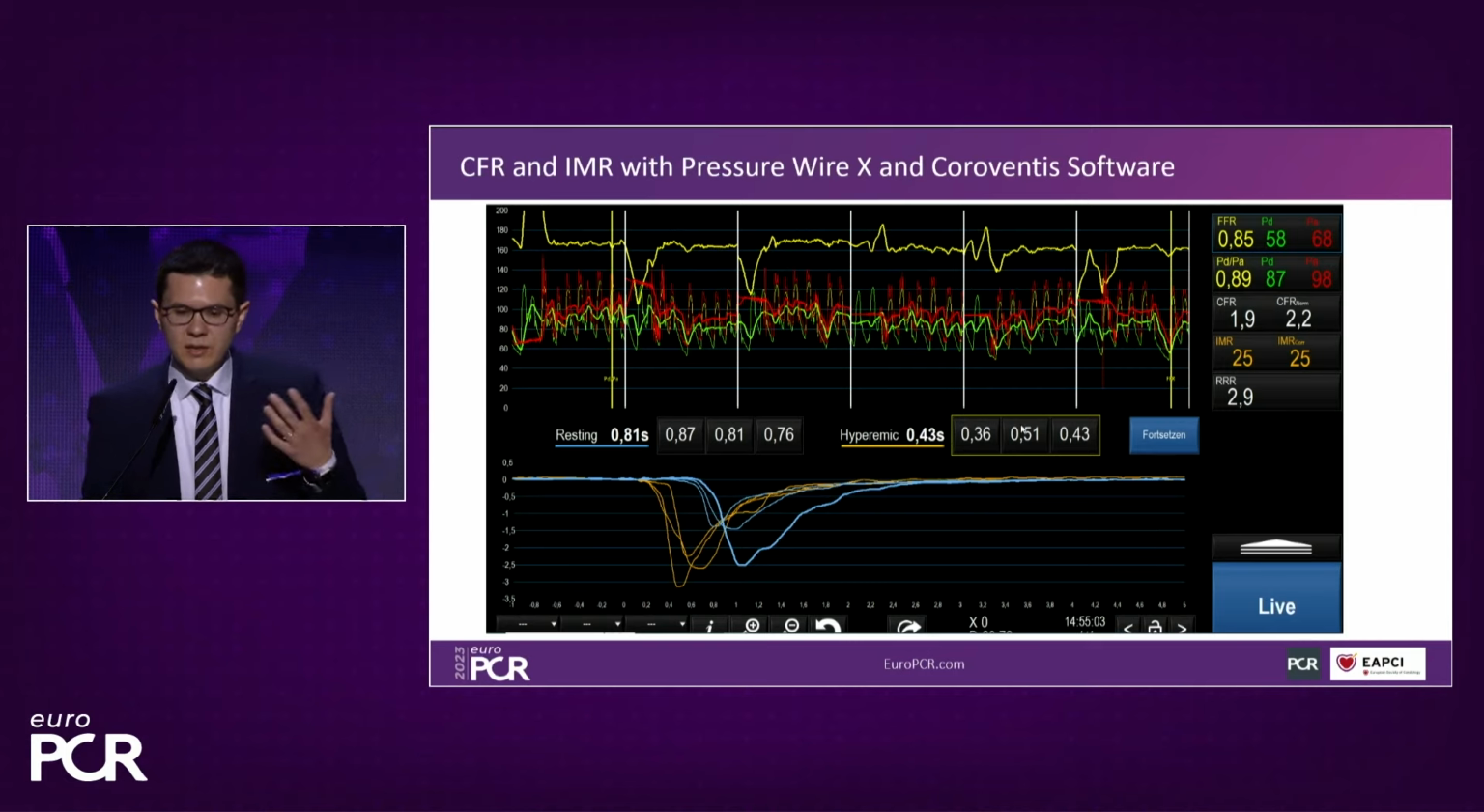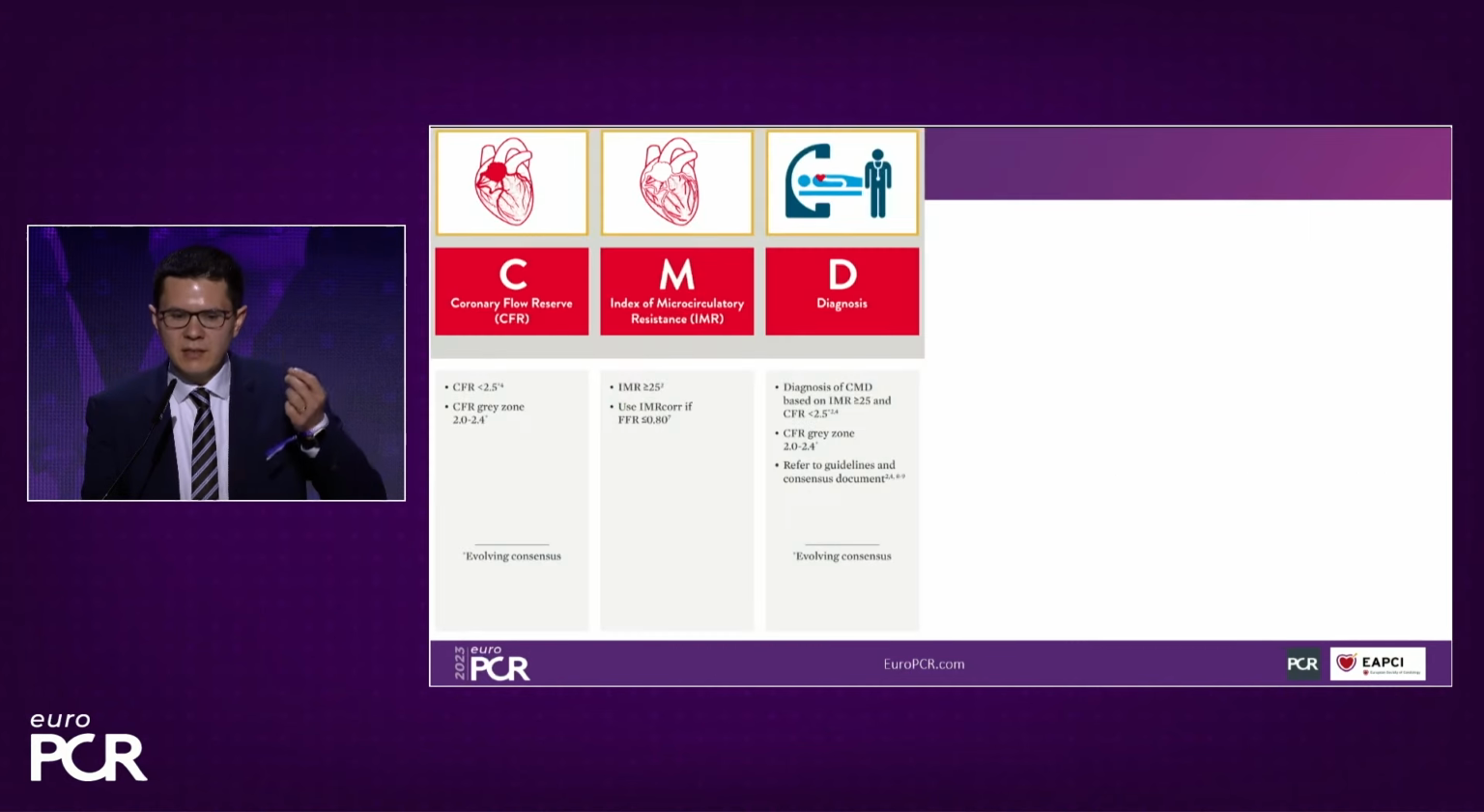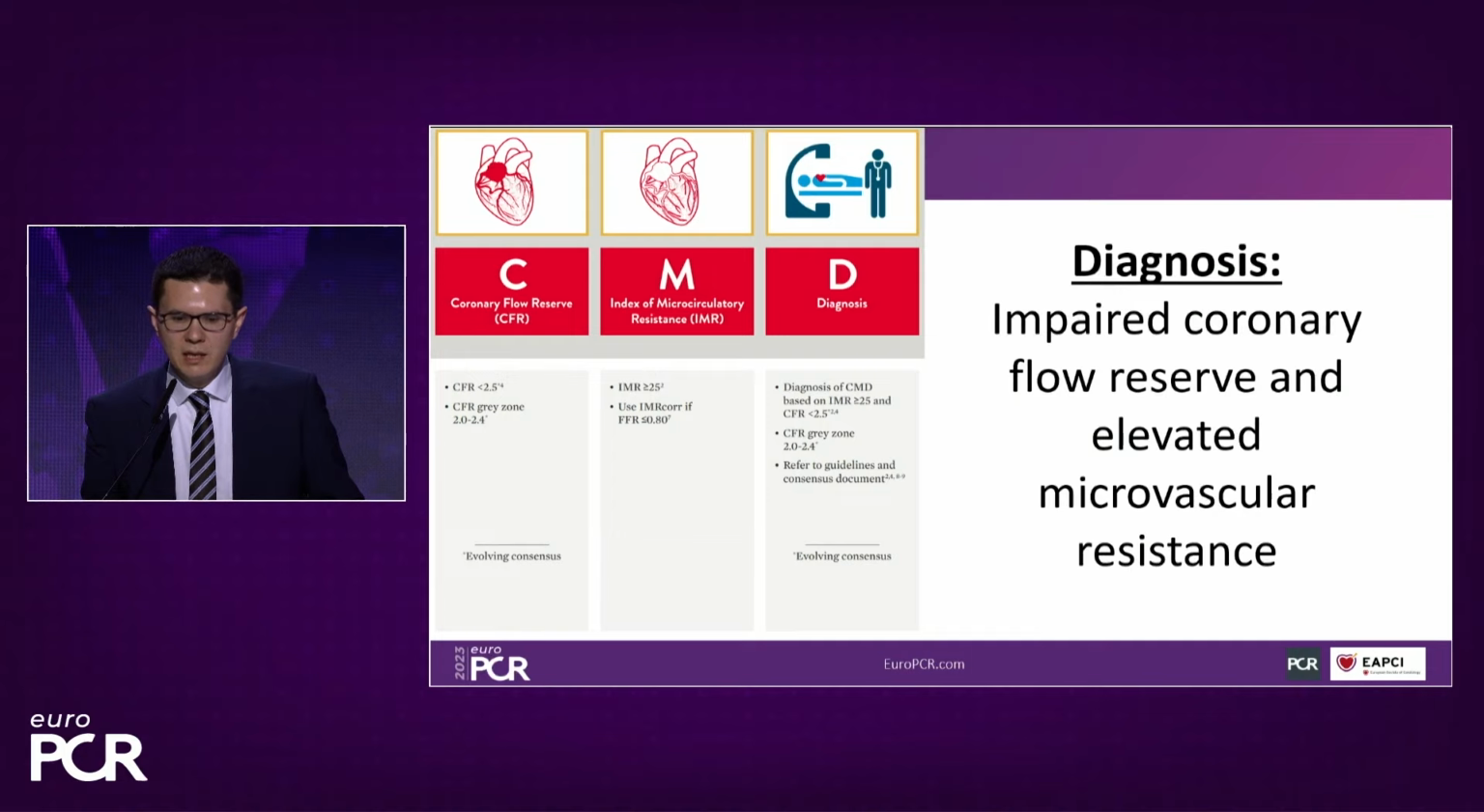And this brings us to the interpretation of the results. The coronary flow reserve was 1.9, sorry, the IMR was 25. And we can see that there was epicardial disease, but nothing relevant, with an FFR of 0.85. So this was very important in establishing the second diagnosis in this patient with the CAS-CMD algorithm, which was impaired coronary flow reserve and elevated microvascular resistance.